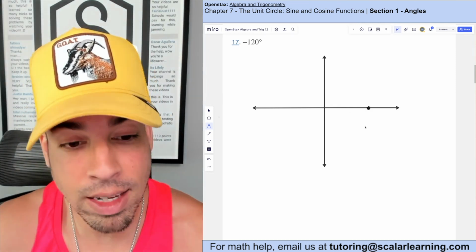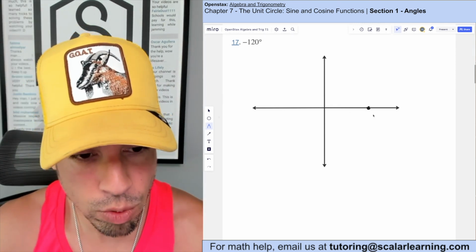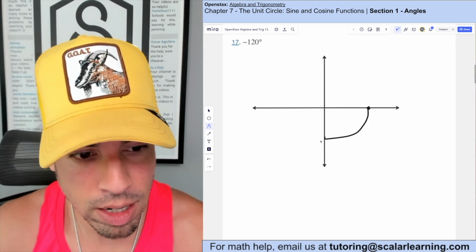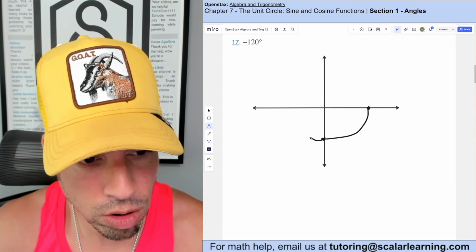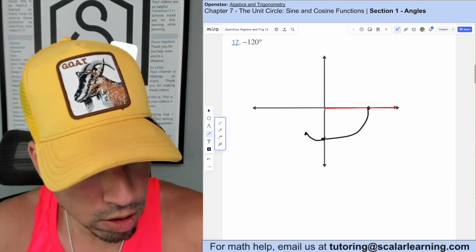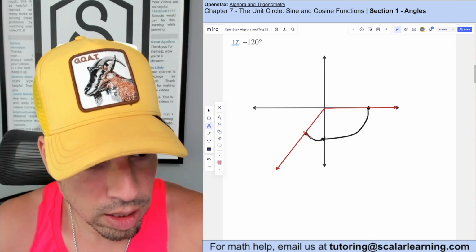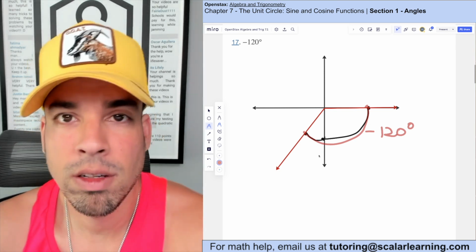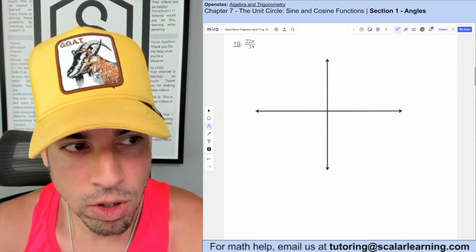For this one with negative 120, again, we're going to start here as per usual. And then since it's negative, we're going clockwise. We're going this way. So here would be 90, right? And then we have another 30 to go, so another 30 like this perhaps. So here is our initial side, here is our terminal side, and then this is that full angle of negative 120 degrees, done.